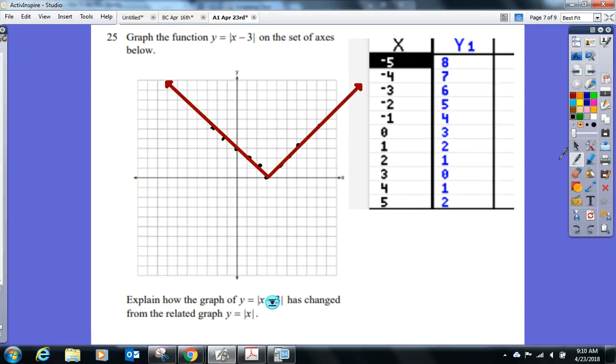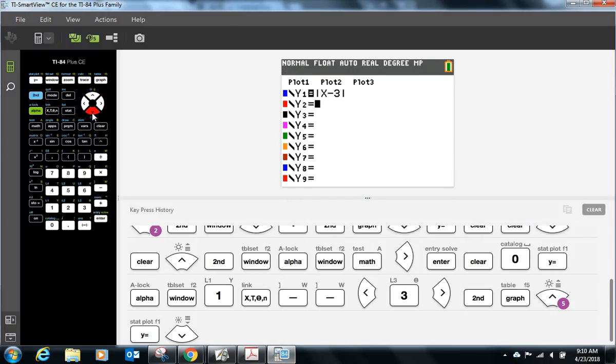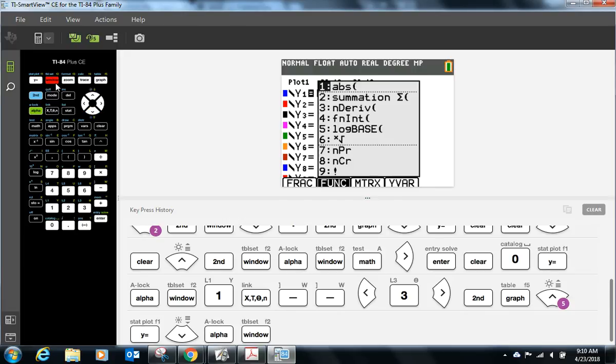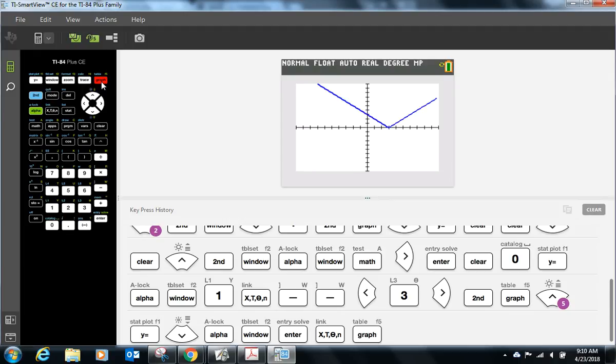And then there's a secondary question which says, explain how this graph has changed from y equals regular absolute value of x. So if you need to, you can go back and graph both of them now. So x minus 3, then do absolute value of x to see what that looks like, and then look at the two graphs. There's the one you graphed. There's x. What happened to x minus 3? It moved 3 in which direction? Here's x, absolute value of x. Here's the one you graphed, x minus 3.